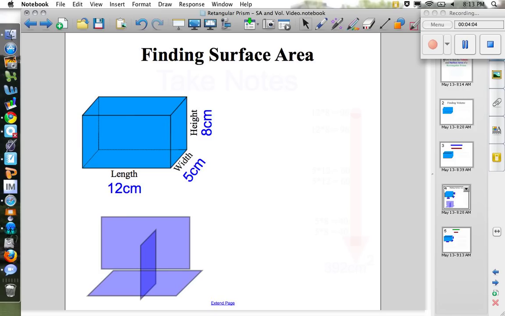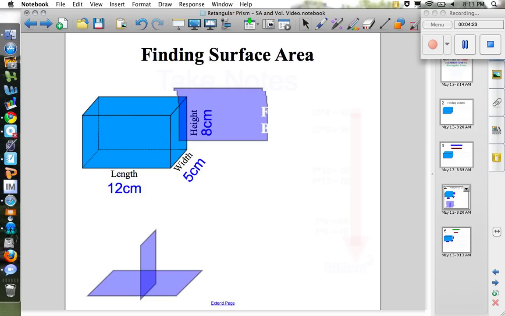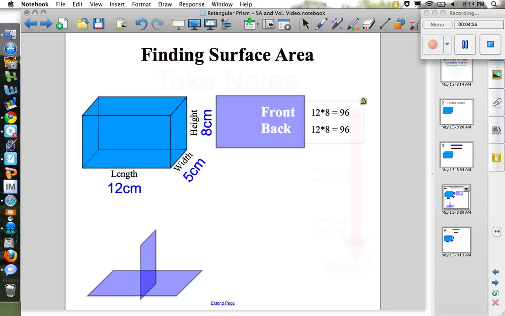Actually, let's backtrack for a moment. Look at the cube. How many sides are there on a cube? You should have your answer by now if you've been paying attention. There are 6 sides. The front and the back are 2 of those sides. Now, if we look at the front and the back, do you see how that white showed up, front and back? The area of both of those is 12 times 8, or 96. 96 is the area of the front. 96 is the area of the back.